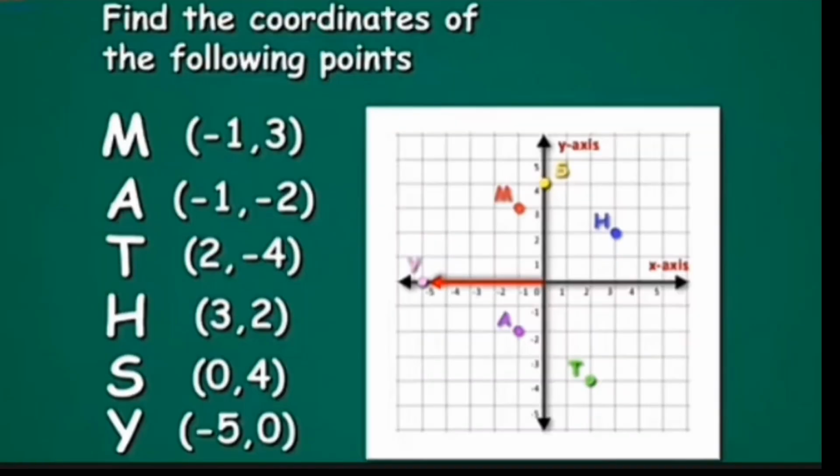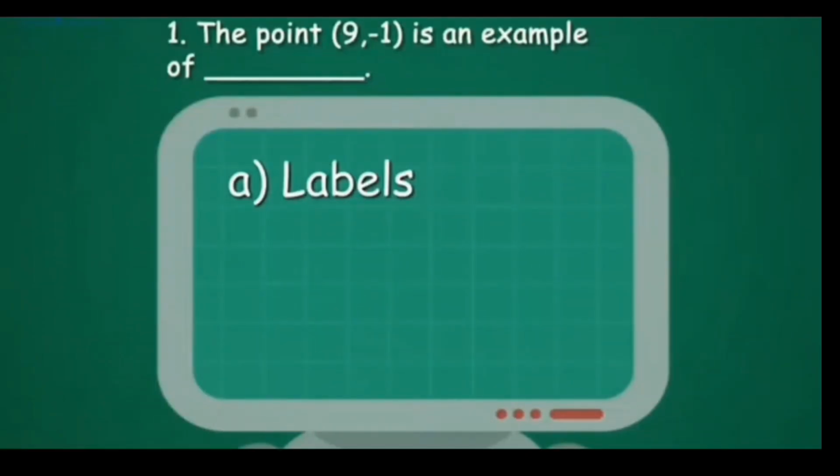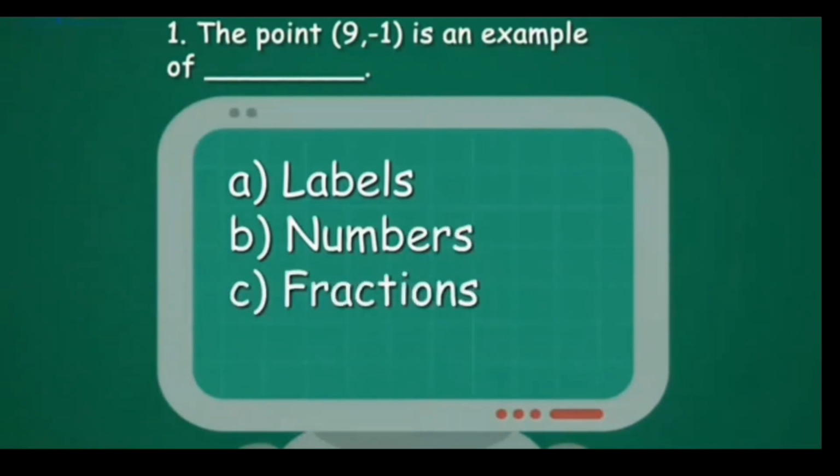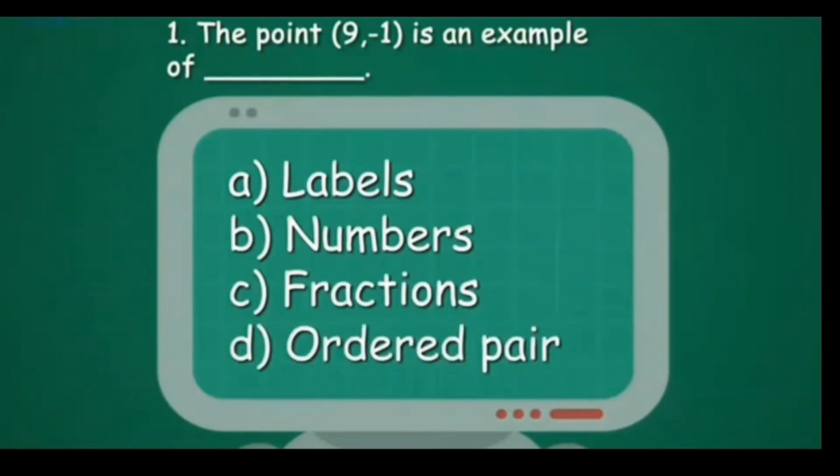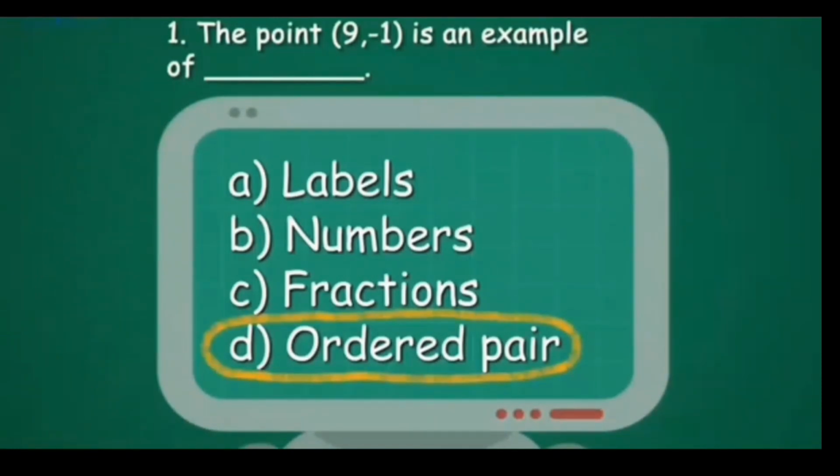Now that we have finished the lesson, it's time to test your knowledge and see what you have learned. Make sure you have pen and paper with you. For number 1, the point (9, -1) is an example of: A. Labels, B. Numbers, C. Fractions, D. Ordered pair. The answer is letter D, ordered pair.